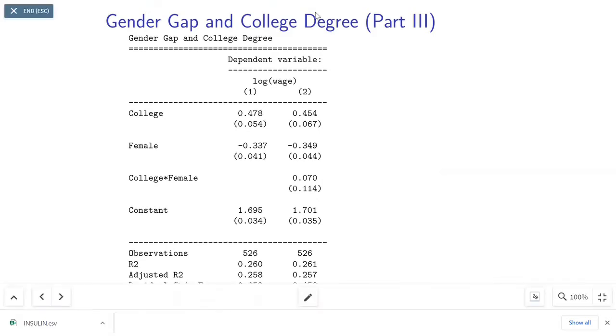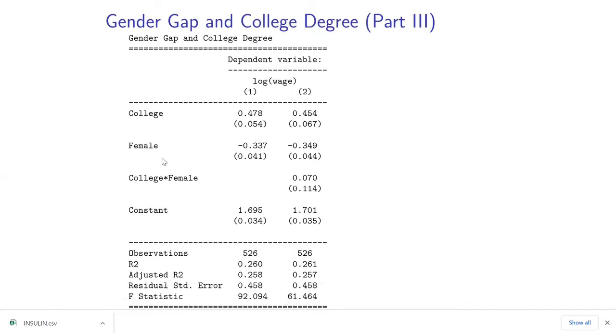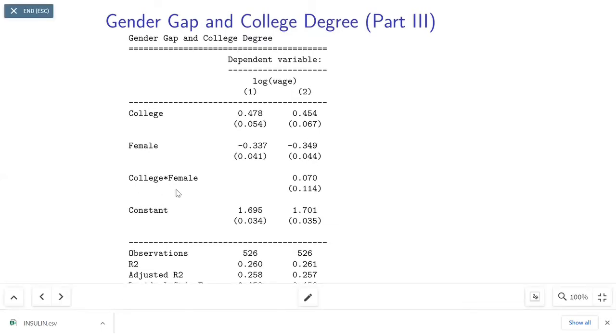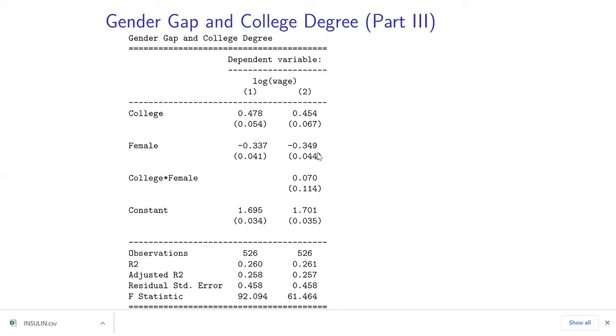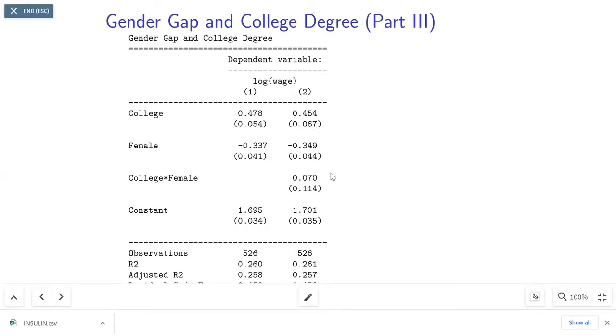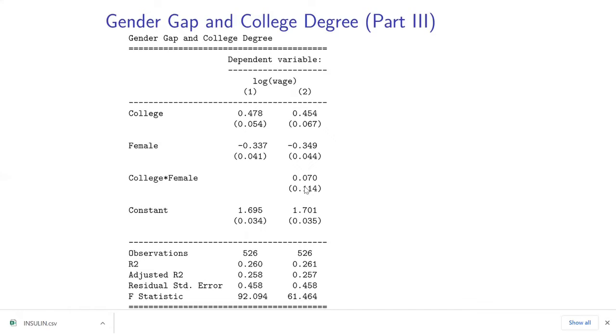After including this interaction term, the college dummy and the female dummy are still statistically significant, but the interaction term is not statistically significant, as the t-stat for this coefficient is very small. This means that we cannot reject the null that this interaction term is equal to 0.